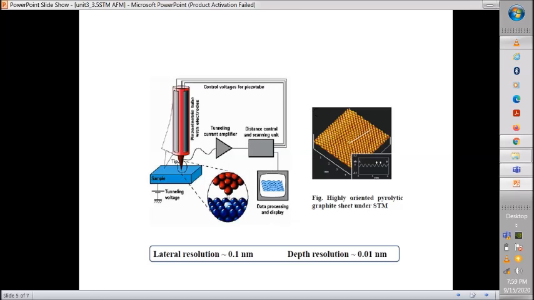So see here, the tip has to be moved over this, and the image has to be processed over the system. This is a highly oriented pyrolytic graphite sheet under STM, over which the tip has to be made to pass over each and every line. It has to scan the surface in matrix format, and it will be viewed in a graphical manner like this. The lateral resolution will be 0.1 nanometer, and the depth resolution is maintained at 0.01 nanometer with the STM.